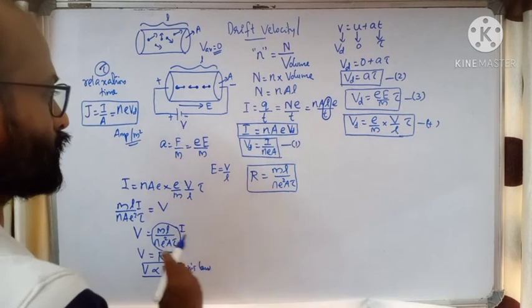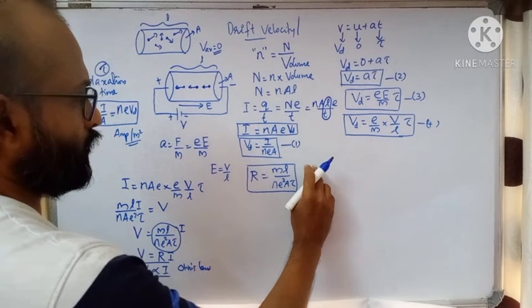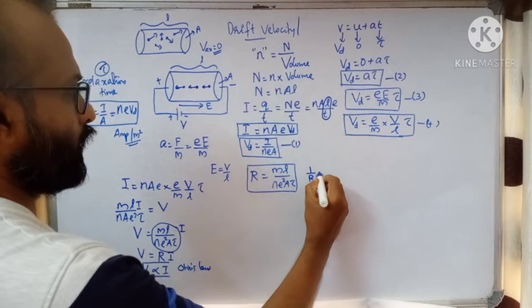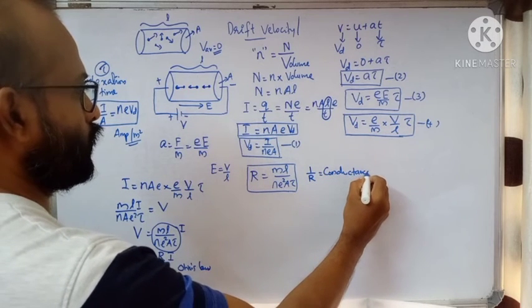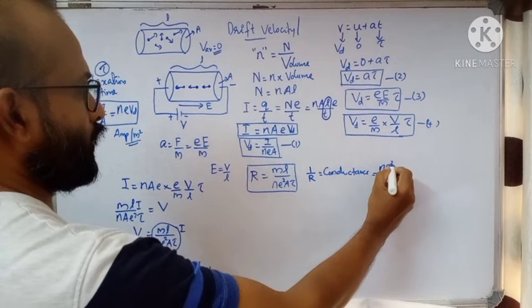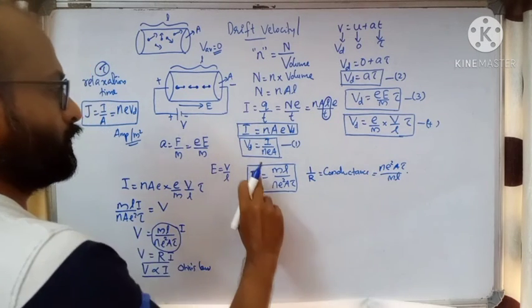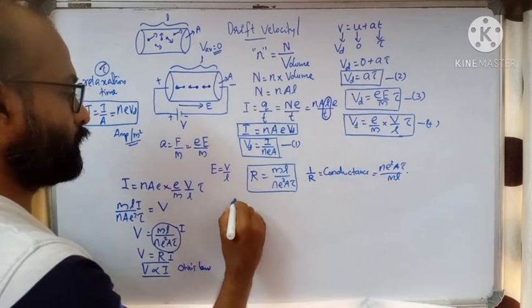Resistance is directly proportional to length and inversely proportional to area of cross section. If you know resistance, what is conductance? It is the reciprocal. We can say conductance is 1 by R. 1 by R is called conductance. Conductance is equal to ne square A tau divided by m into l. The reciprocal of resistance is conductance.